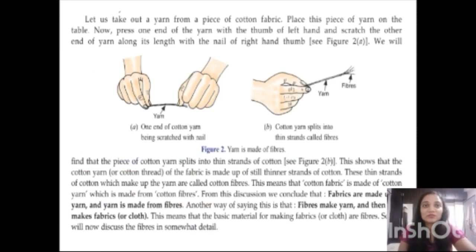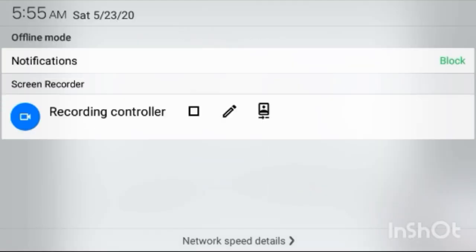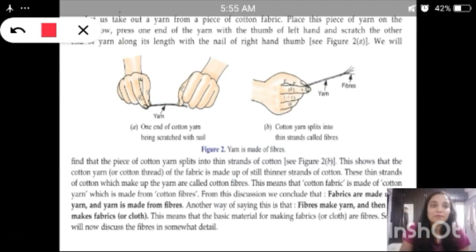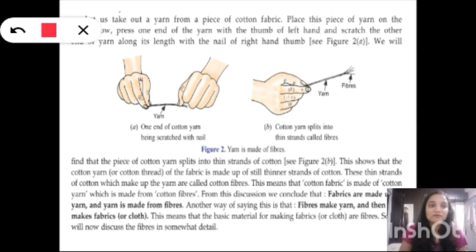Now we will see how we can make yarn from fibers. As we have seen in the video, we cannot make fabric directly. First the fiber is converted into yarn, and afterwards this yarn is converted into fabric or cloth. Fabrics are made up of yarns, which are made from cotton fiber. Any fiber we can use. Fibers make yarn, and then this yarn is converted into fabric.